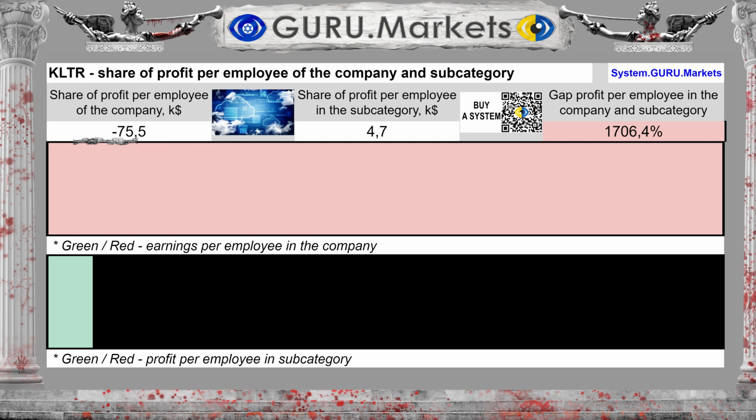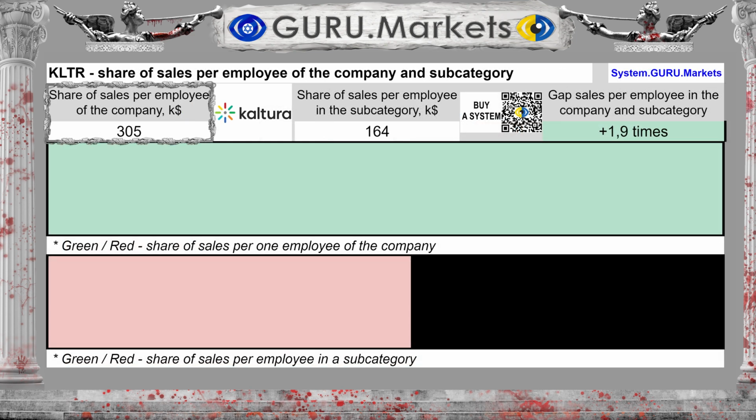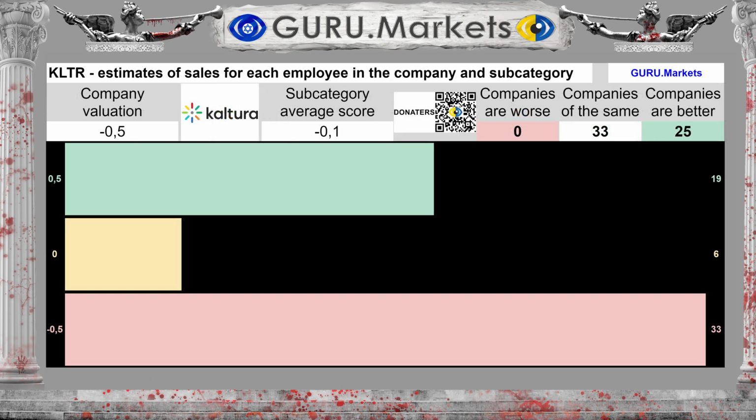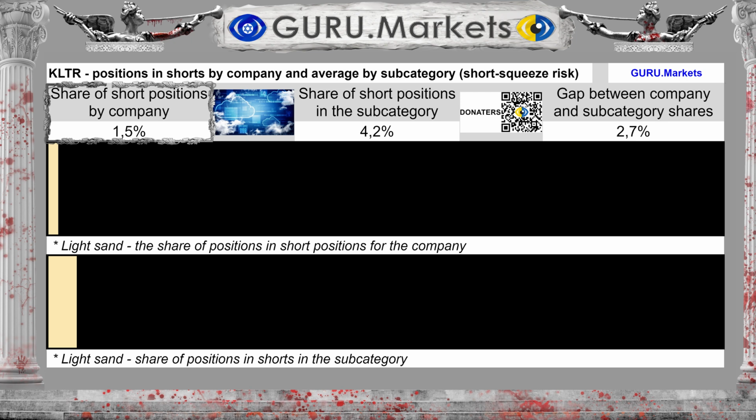$4,700. The difference between the subcategory average and the company's performance is 1,518%. Estimation of profit per individual employee in comparison with the indicators of companies in the subcategory: tolerable, minus 0.5 points. Sales per individual employee of the company is $305,000. In the subcategory, $164,000. The difference between the subcategory average and the company's performance is 86%. Estimation of revenue per employee in comparison with indicators in the subcategory: tolerable, minus 0.5 points. Shares shorted are 1.5%, compared with the subcategory average of 4.2%.